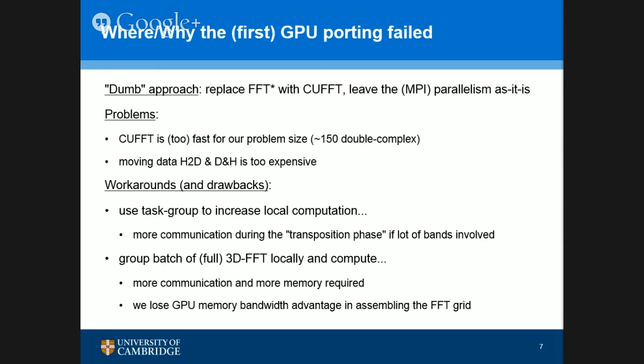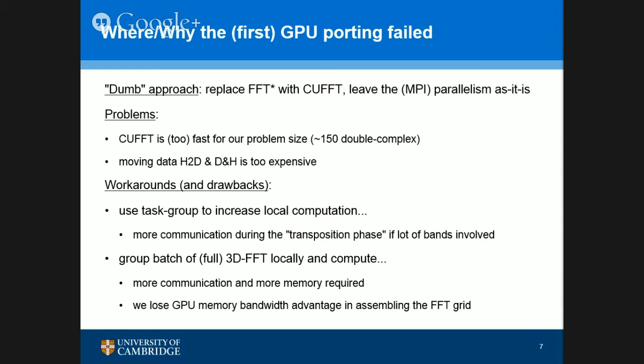So what we did is a GPU porting, and this is where and why we failed. We did something very dumb, but we had to start at some point. We basically took the FFT libraries, the FFTW, the FFT from IBM, the FFT from NEC, whatever scalar driver for the FFT, and replaced it with the cuFFT version, and we kept the MPI as it is. And we started to look at what was going on.